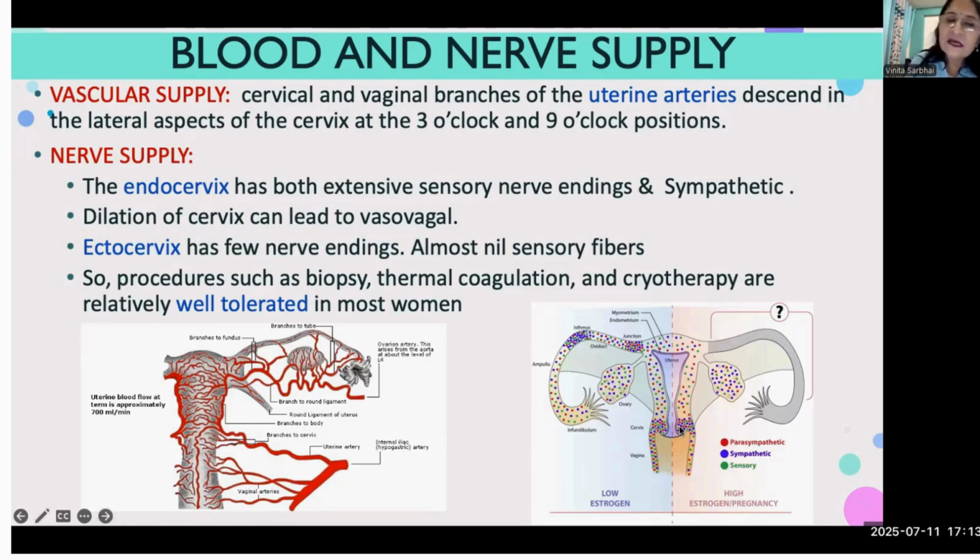One word regarding the nervous supply to that. The endocervix actually has a lot of sensory as well as sympathetic supply. So because of that, whenever you do dilatation, that causes pain and that might lead to vasovagal. So in procedures where you don't involve any dilatation, the pain doesn't occur because the ectocervix, which is overlying the outer part of the cervix, has almost nil sensory fibers. There are very few sympathetic fibers.